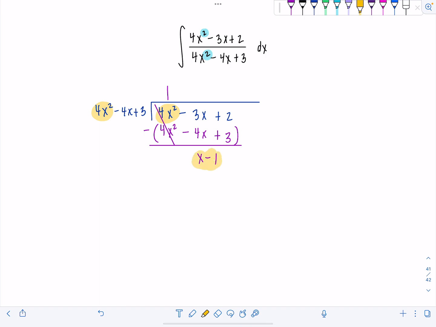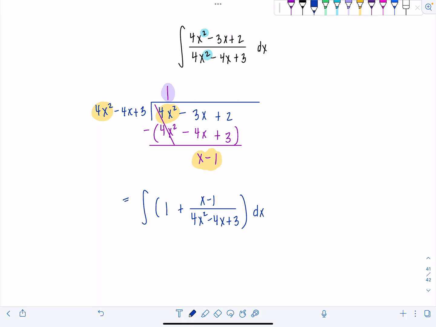This is our remainder. So now our integral is equal to the antiderivative of just 1, right? That's my quotient, 1, plus, here's my remainder, x minus 1 over 4x squared minus 4x plus 3 dx.